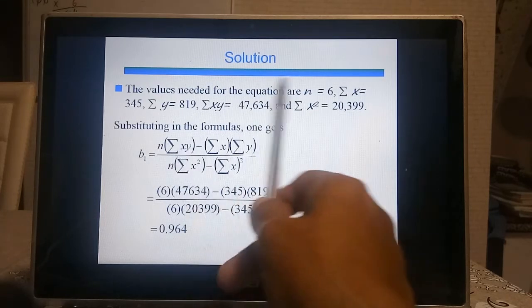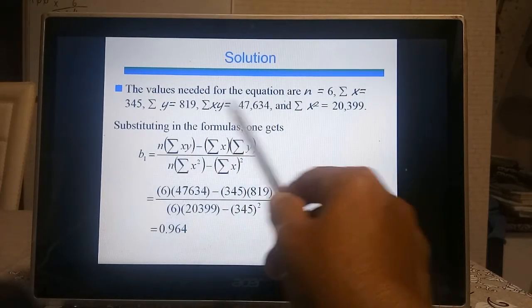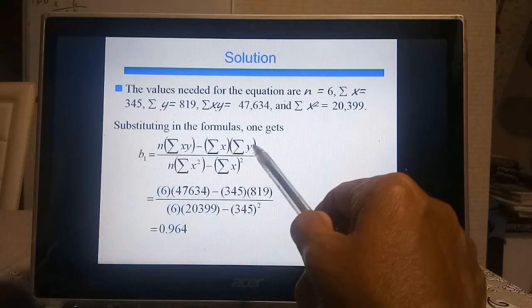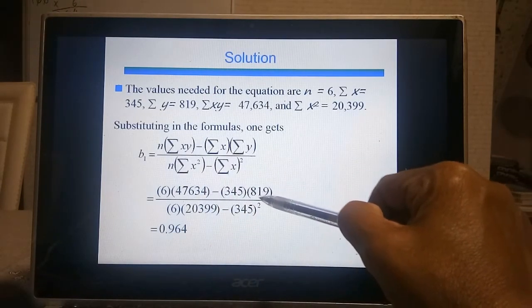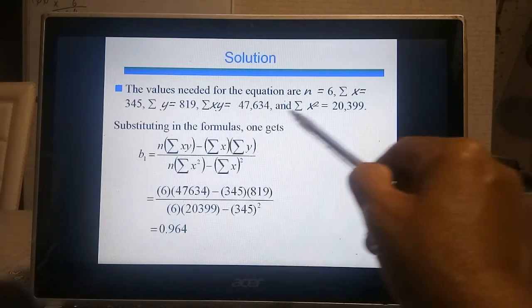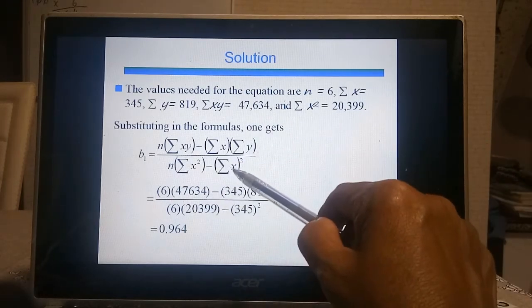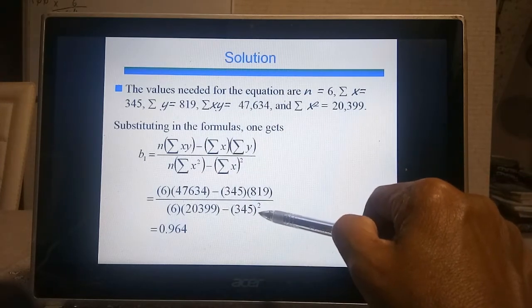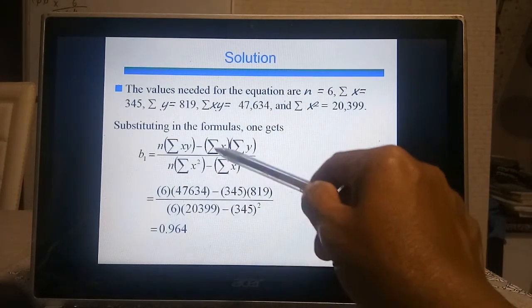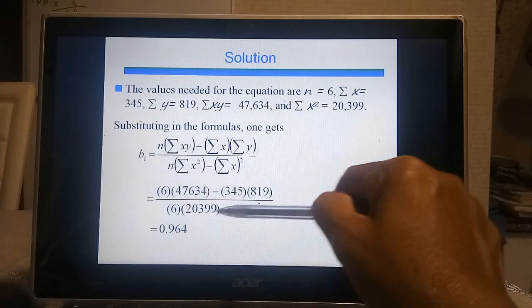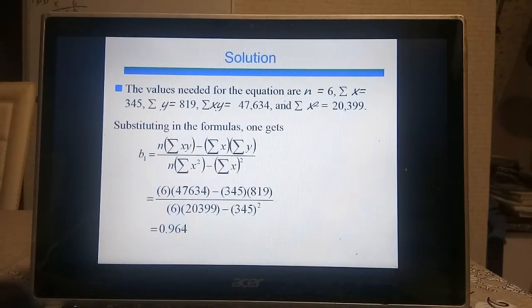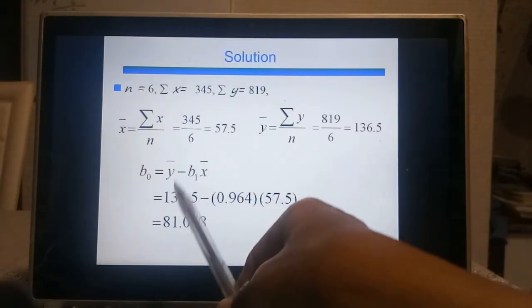End of summation XY is this one, gantikan di sini. Summation X 345, summation Y 819. Summation X square is yang ni, summation X dan square. Summation X yang ni 345 power 2. So masukkan nilai semua dalam ni, nilai N 6. Simplify akan dapat 0.964. Dapat B1, kita akan dapat B0 pula.